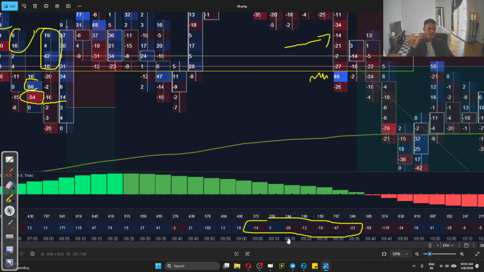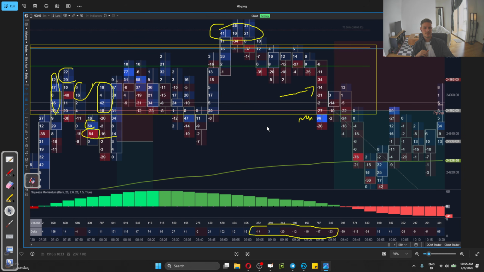Maybe you shouldn't take that trade if you're less experienced. I wouldn't recommend that. But I'm seeing now, even though it's not strong negative delta, it's more negative delta candles in a row for the first time in a long time, okay, if that makes sense.